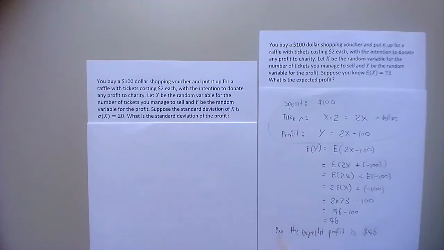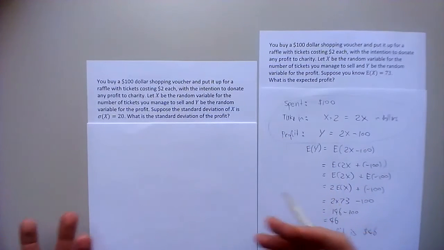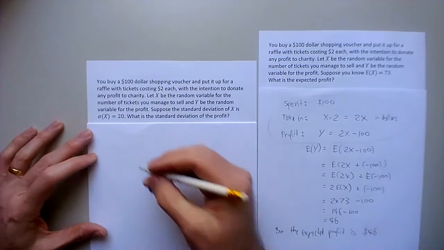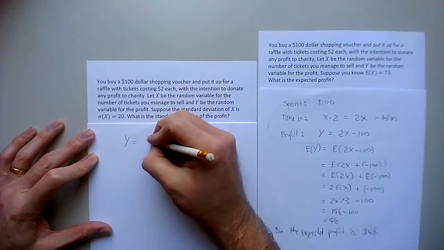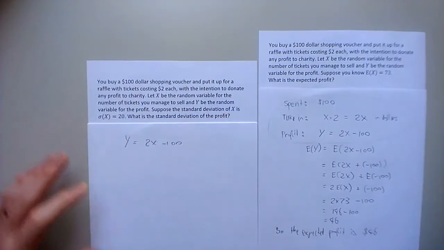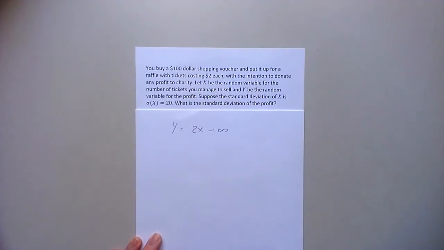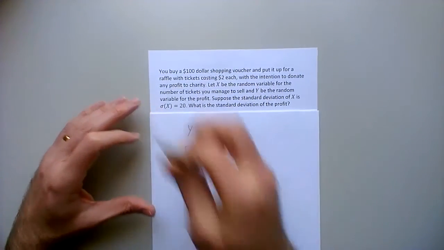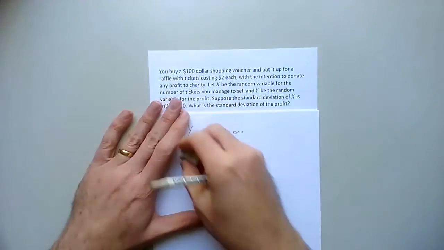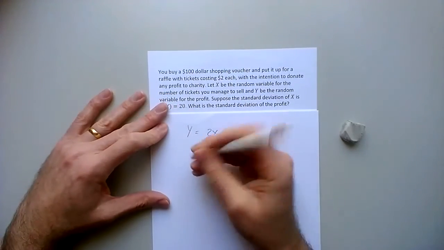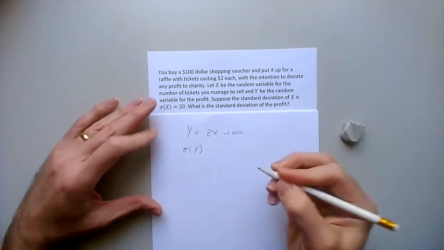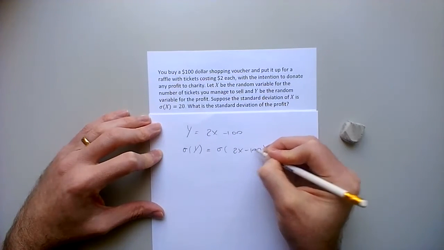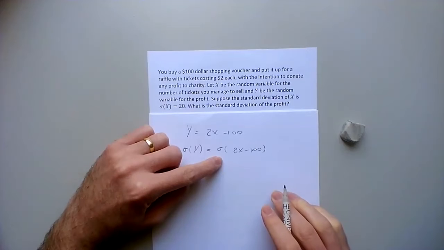Okay, well, I guess I could do the same thing for the standard deviation. It's got its own properties for how it interacts with formulas like this. So let's see. Y is 2X minus 100. No, not the expected value, that's what I did last time. Sigma of Y, the standard deviation of Y. Well, Y is 2X minus 100. Now I can use the properties of sigma.